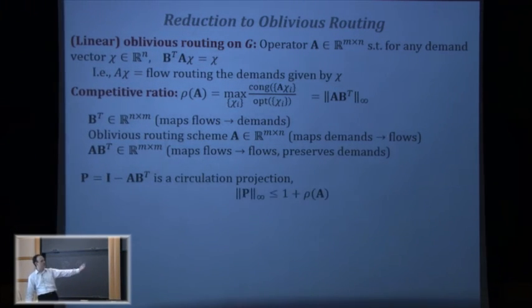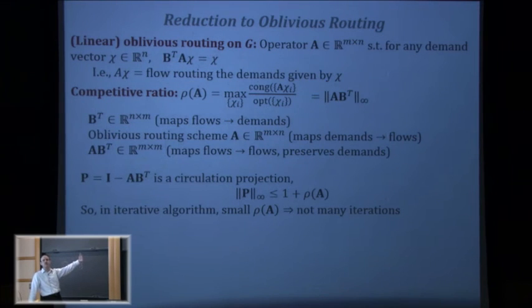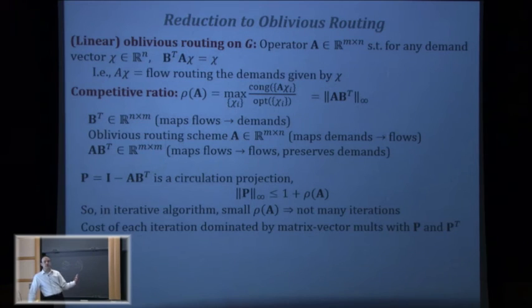The infinity norm of the circulation projection is bounded by 1 plus rho of A. So if I give you a small rho of A, I give you a small infinity norm, which gives a good bound on our iteration count. That means we've reduced the problem of constructing a projection matrix to constructing a good oblivious routing scheme. This was the answer to your question from before.